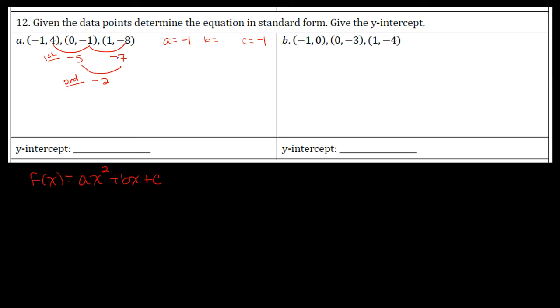So now we are going to plug in what we know. We know A is -1. We do not know our B value, and we know C is -1. We're going to take a point other than the y-intercept. We've already used it here, so we can't use it again. So I'm just going to take this point right here and plug in for x and f of x. Oh, that should be a squared right there. I knew something was missing.